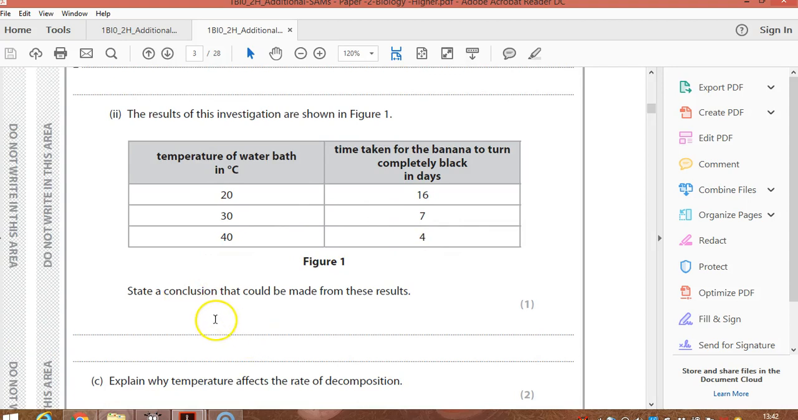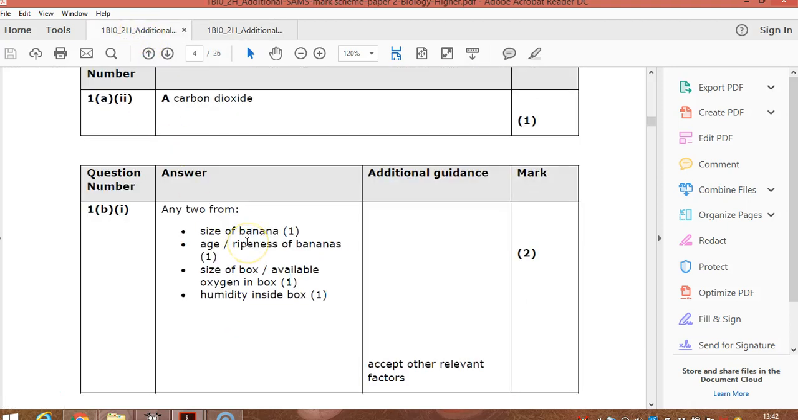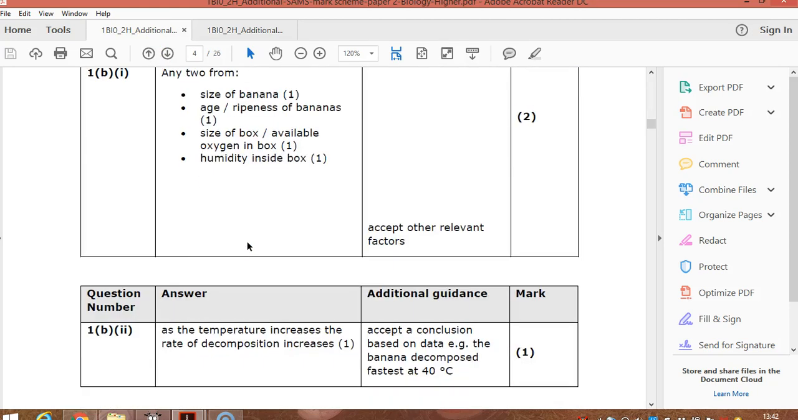State a conclusion that can be made from the results. So a state question is just say what you see. It's 1 mark. Off you go. Right, so the answer is, as the temperature increases, the rate of decomposition increases, or something using the numbers. So the banana decomposes faster at 40 degrees Celsius.